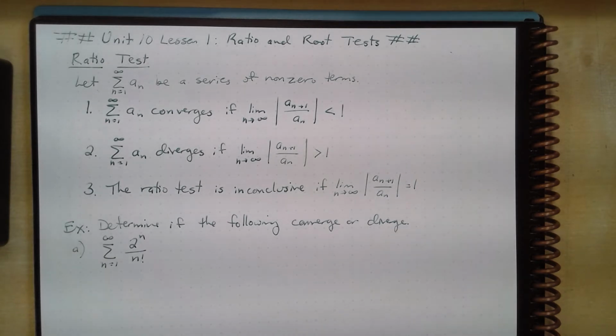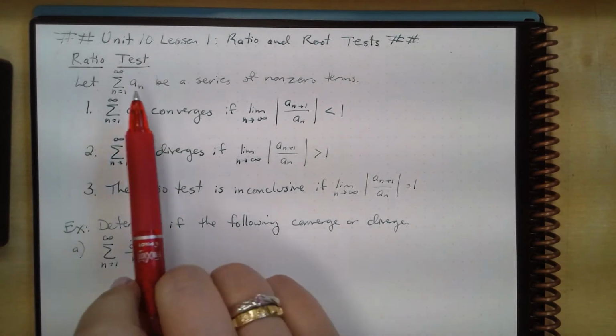Okay, welcome. So we're going a little bit out of order due to changes in our schedule, but it doesn't really matter too much because all we're doing is continuing what we've been working with, and that is using tests to test different series for convergence or divergence. And the tests we're going to talk about today are the ratio and the root tests. So let's go through the ratio test first.